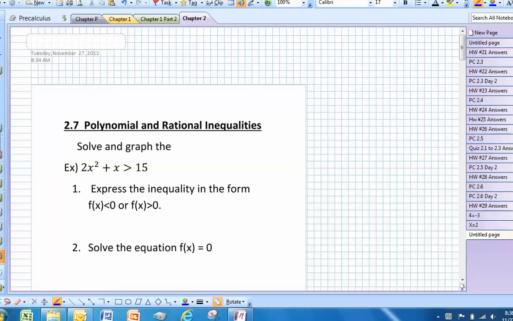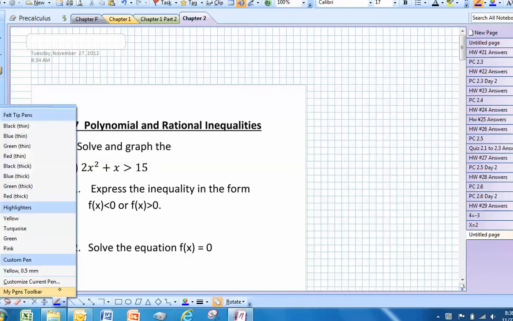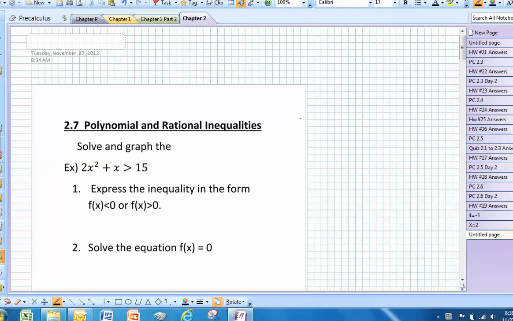Tonight's video on section 2.7, polynomial and rational inequalities. So basically we're going to work with inequalities that now have polynomials in them, and also rational expressions.